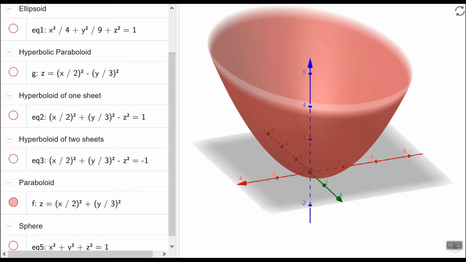So that's actually going to wrap it up for us here in this particular section where we were talking about cylinders and quadric surfaces. So I hope you all enjoyed this lesson, and I will see you all next time.